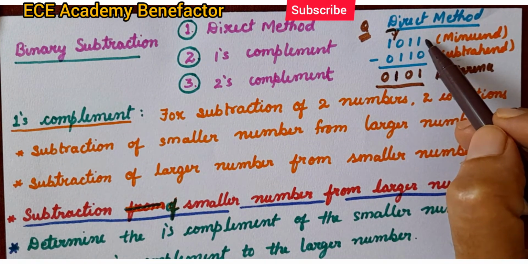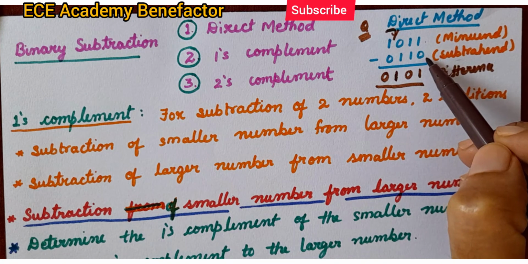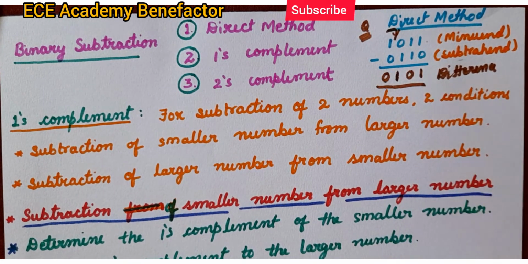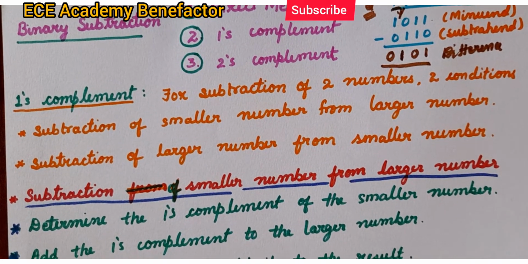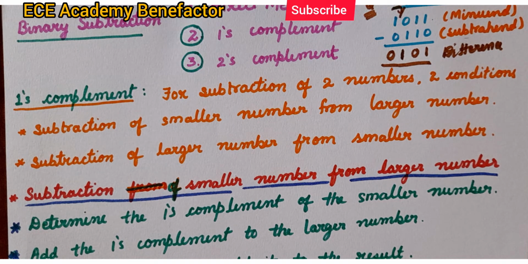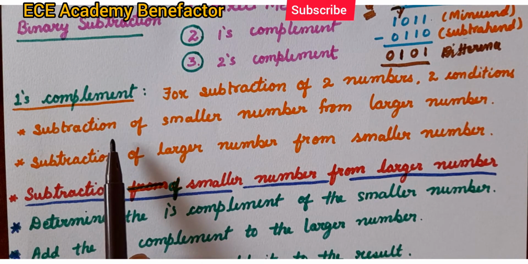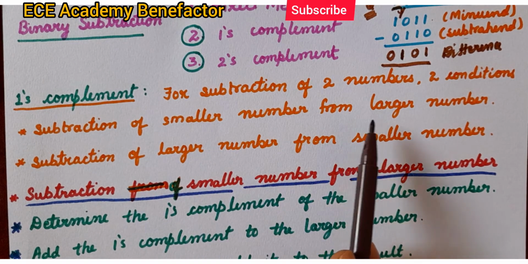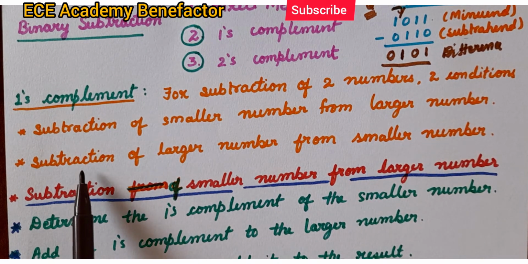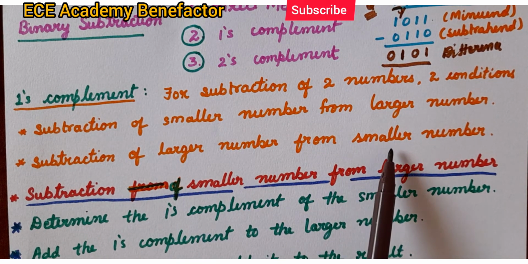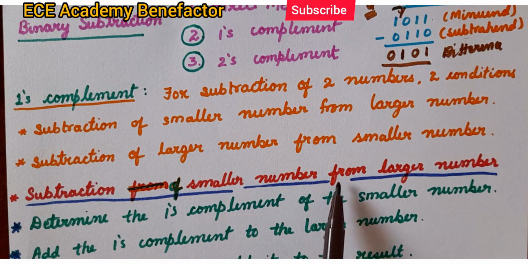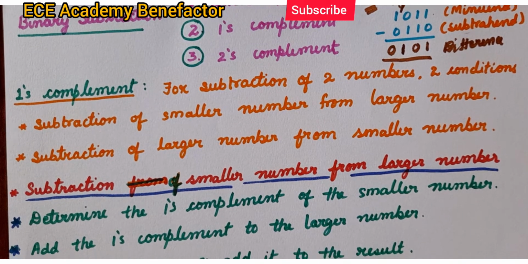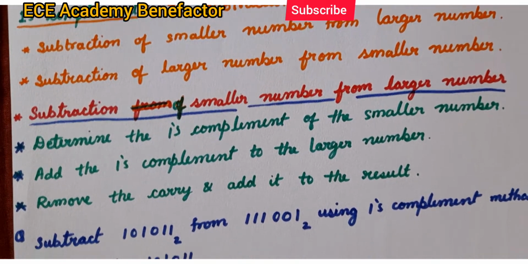So, this first number is called the minuend, the second number is called the subtrahend and the result is called the difference. So, let us see the 1's complement method. In 1's complement method, we have two different cases. The first case is subtraction of a smaller number from a larger number. The second case is subtraction of a larger number from a smaller number. Let us see the first case, subtraction of a smaller number from a larger number. What is the method to do it? There are three steps to be followed.